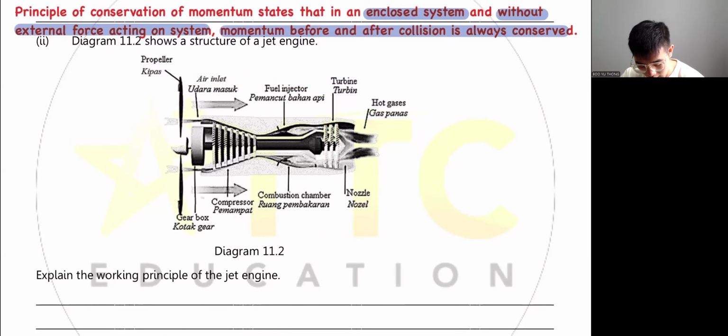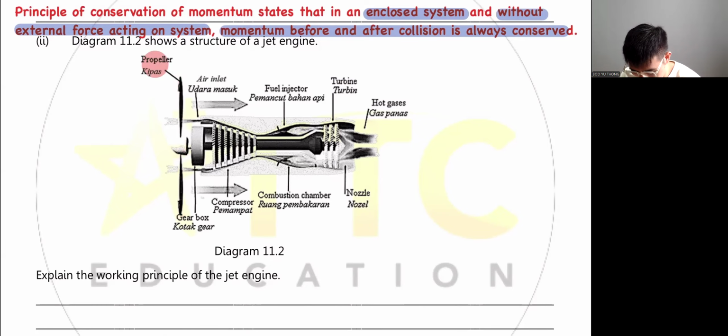So for example, you can highlight some of the important keywords here. I'm going to tell you which one is important, which one is not. Propeller is very important because later we are going to use this word. Propeller is basically the fan blade, the fan blade in front of the engine.